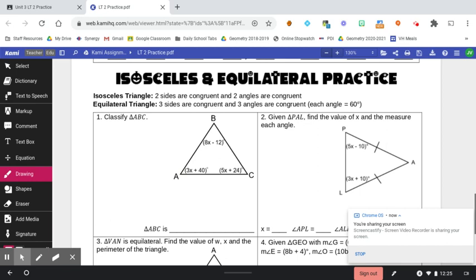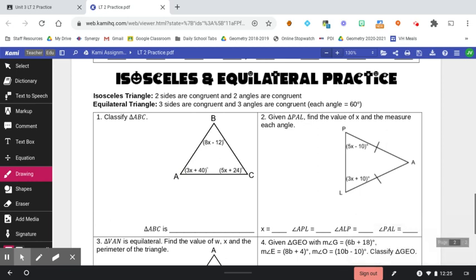All right, you guys. So you should have pulled up the practice worksheet that we started yesterday. And this is on the bottom of the second page. So isosceles and equilateral practice. We've been doing some algebra problems with congruent triangles. And since we learned about isosceles and equilateral triangles last week, I thought it would be nice to do some algebra problems with those two types of triangles.